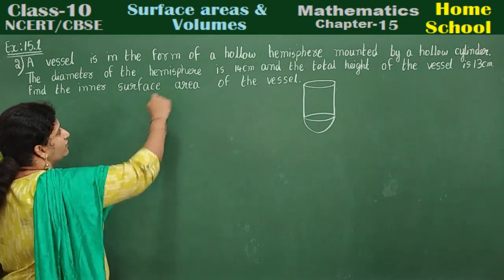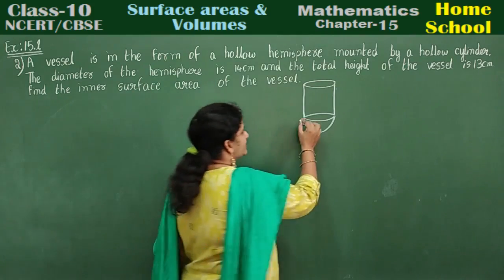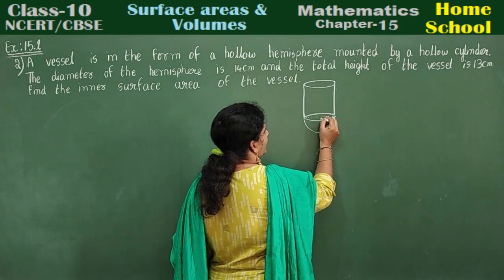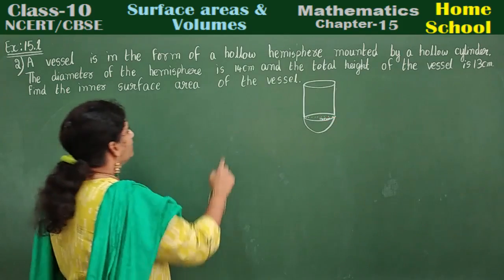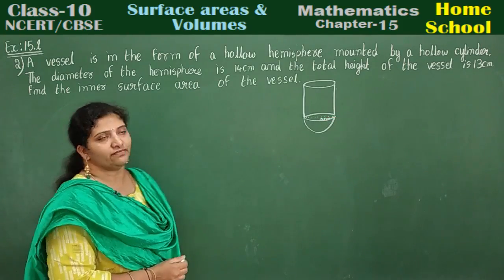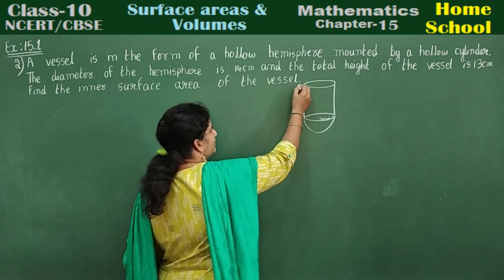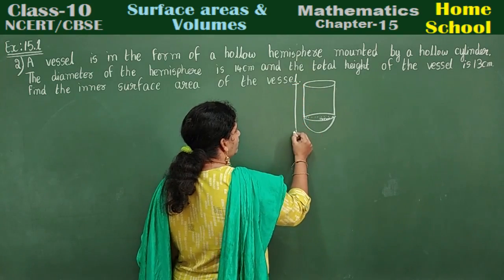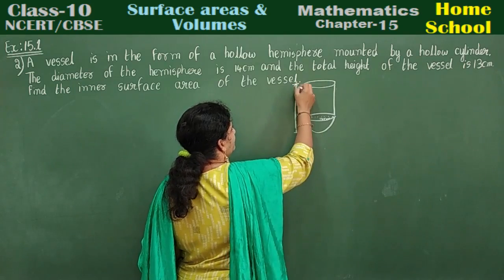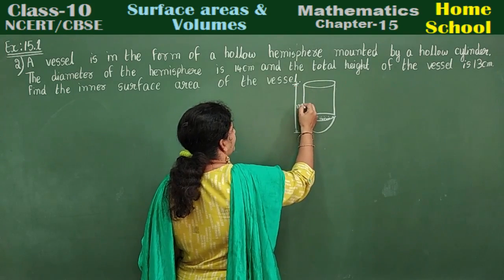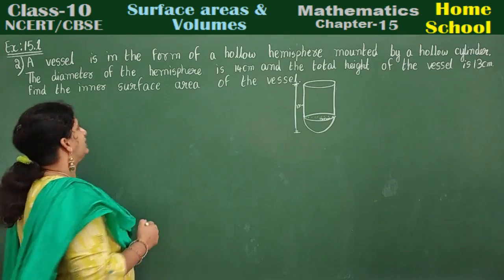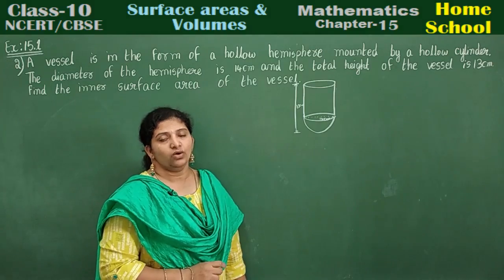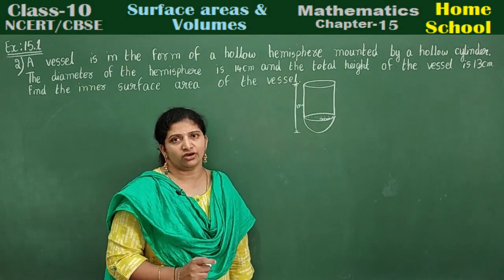The diameter of the hemisphere is 14 centimeters. Diameter means from here to here it is 14 centimeters. And the total height of the vessel is 13 centimeters. See children, when we talk about height from here to here, what is this height? 13 centimeters is the height of the vessel. Find the inner surface area of the vessel.